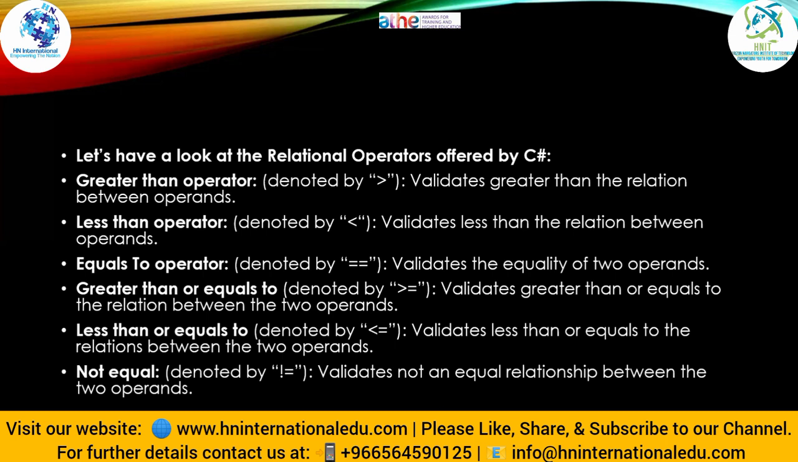The other one is the less than operator. Again, it will validate two operands and it will let you know which one is less. It will always return the value which is smaller. The equal to operator validates the equality of two operands. It checks and lets you know whether both of them are equal or not. Greater than or equal to validates the greater than or equal to relation between the two operands.